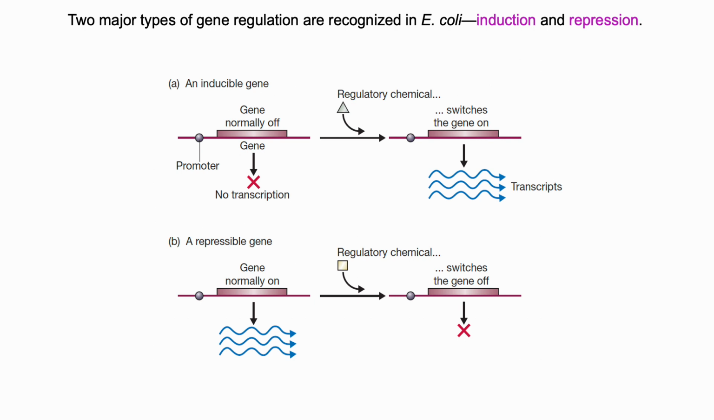In this picture, we can see an inducible gene, right, which is induced only by the addition of a regulatory chemical, whereas we can also see a repressible gene. That is, the addition of the regulatory chemical switches off the expression of the repressible gene.